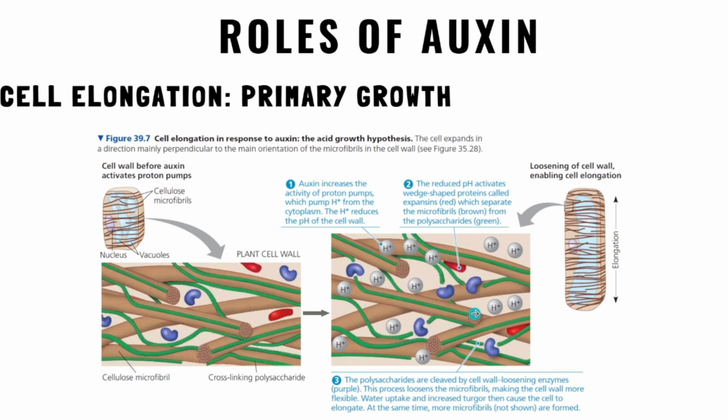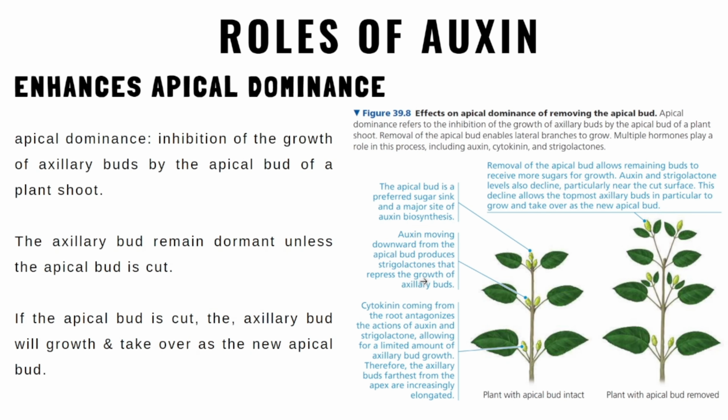So actually, this one is to make the cellular microfiber become more loose, so that it is not tightly packed like this, so that it can expand the cell elongation more easily. So based on the acid growth hypothesis, by reducing the pH of the cytoplasm in the cell. Okay, so this is a major role.